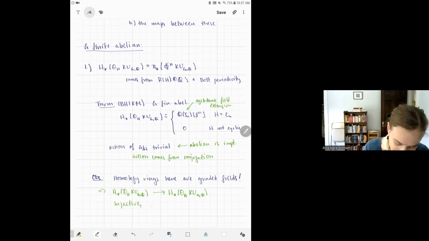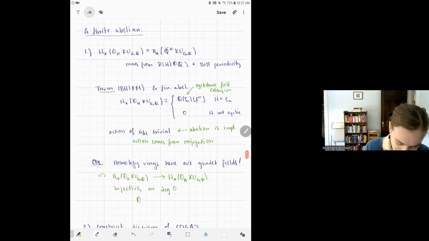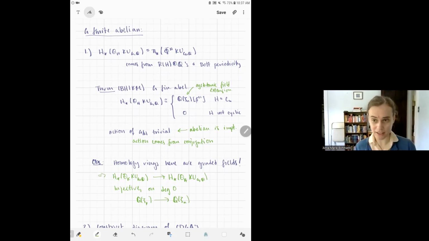And on degree 0, what's going on here is that I'm getting some sort of map from Q adjoin a kth root of unity to the cyclotomic field extension, Q adjoin an nth root of unity. I'm getting a map of fields like this. So I'm looking at including the smaller roots of unity into the bigger roots of unity. That's what's happening.